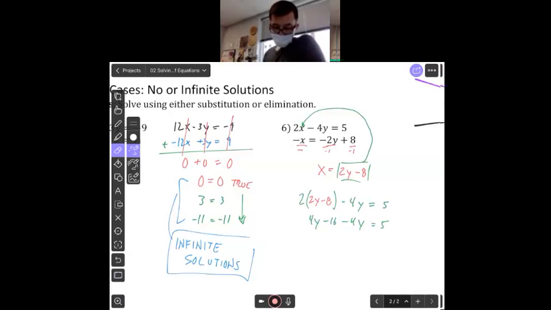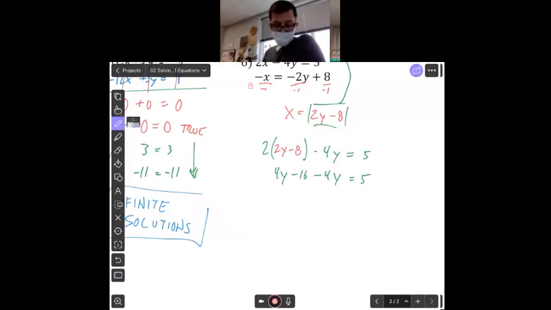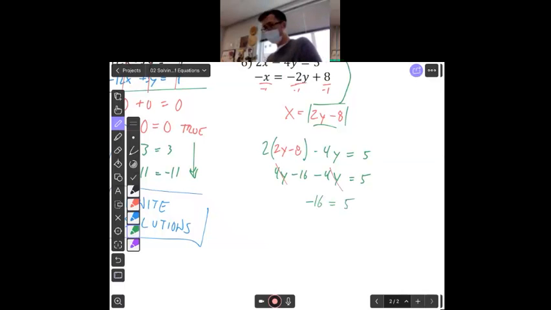Henry, what do you notice there? Okay, what are they going to do? So yeah, we combine the 4y's on that left side. They cancel, so we're just left with negative 16 equals 5. Does negative 16 equal 5? Or doesn't, right? So there's a false statement.